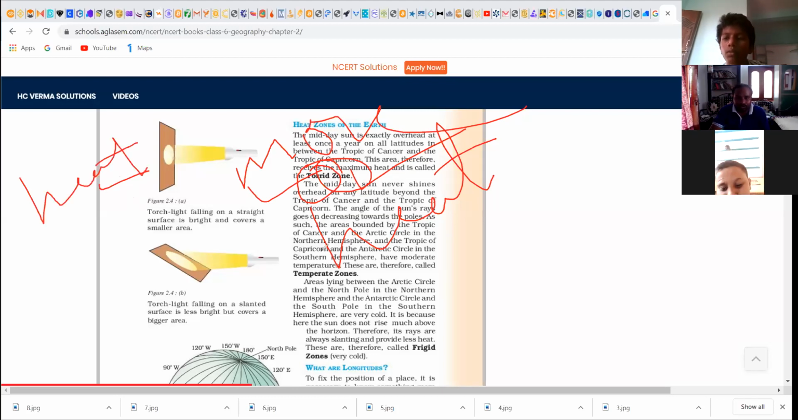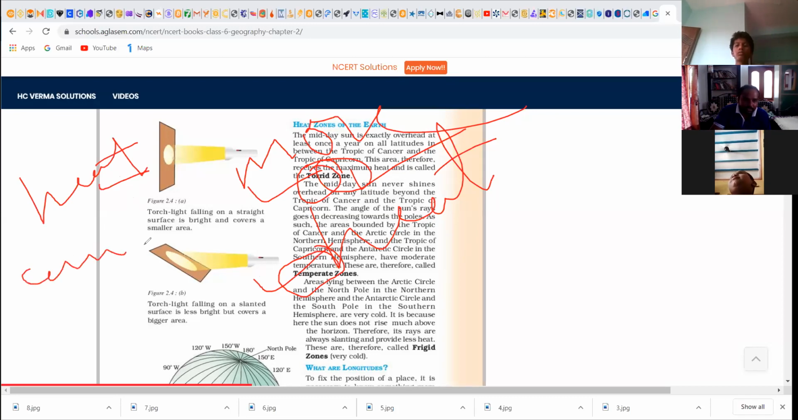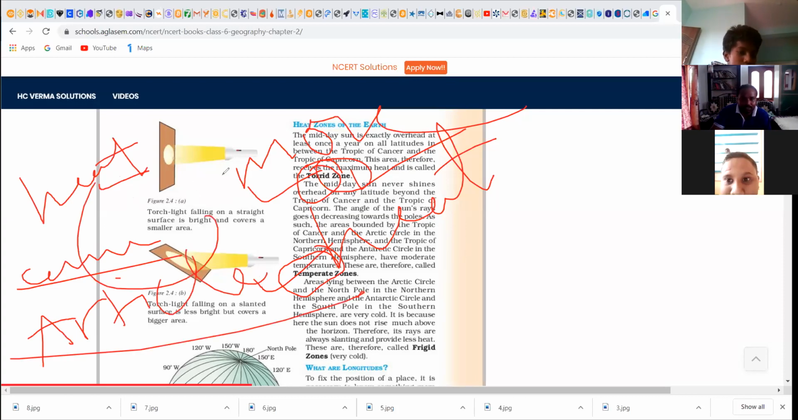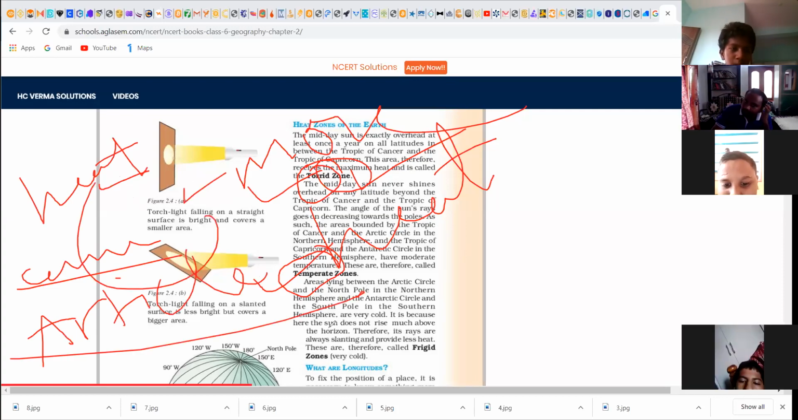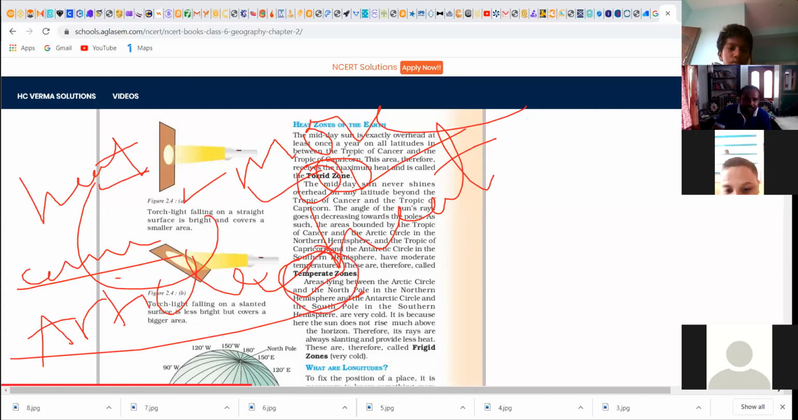Next, come to the temperate zone. The temperate zone is present in between the Tropic of Cancer and the Arctic Circle. So in between these, we can see the temperate zone. But temperate zones have less temperature when compared to torrid zones, but they also have some temperature when compared to the frigid zone.